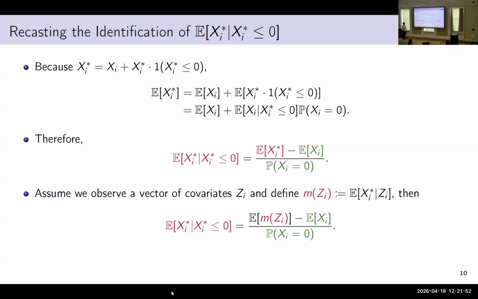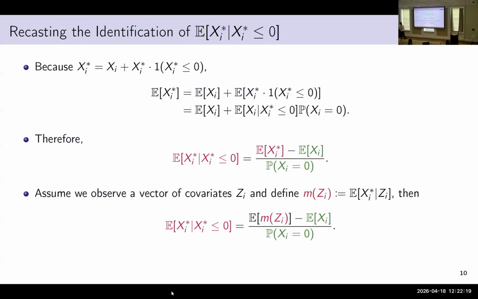So notice that I don't have the red on the expectation anymore, only at the function m. Why? Because I know the distribution of z. I observe z, so that's identifiable. So now I actually don't need to identify the expectation, I just need to identify m. Okay, so I went from identifying this quantity, the expectation of x star on the negative side, to identifying this function m.